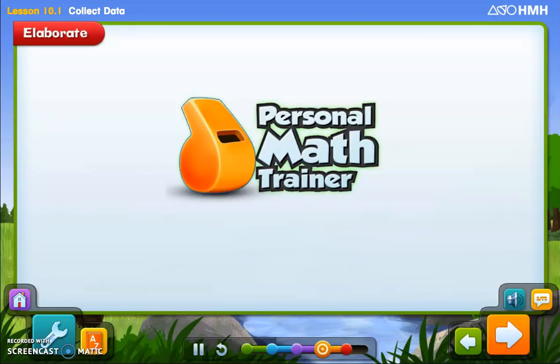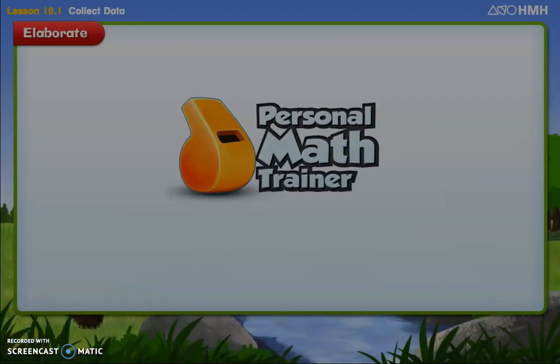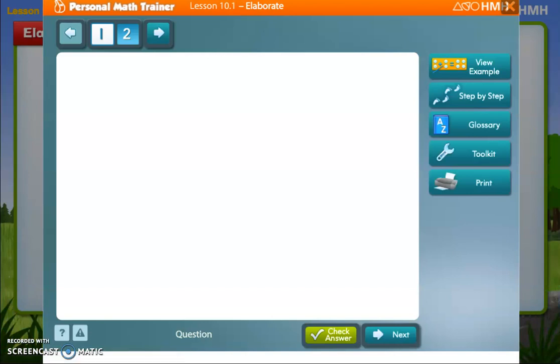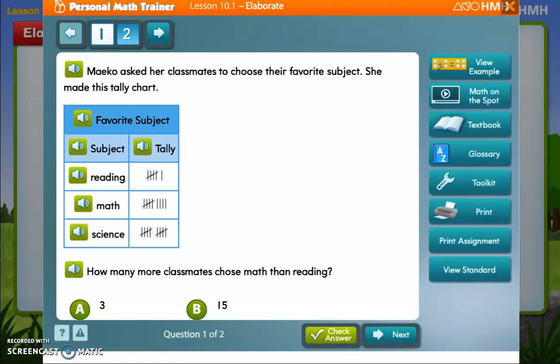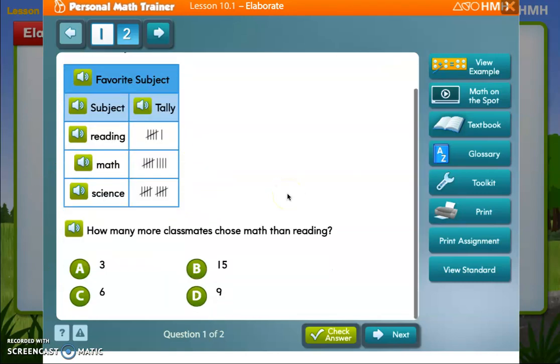Now let's practice with the personal math trainer. All right, let's do it. So it says, Mako asked her classmates to choose their favorite subject. She made this tally chart. Okay, so here's her survey, which collected her data. How many more classmates chose math than reading?